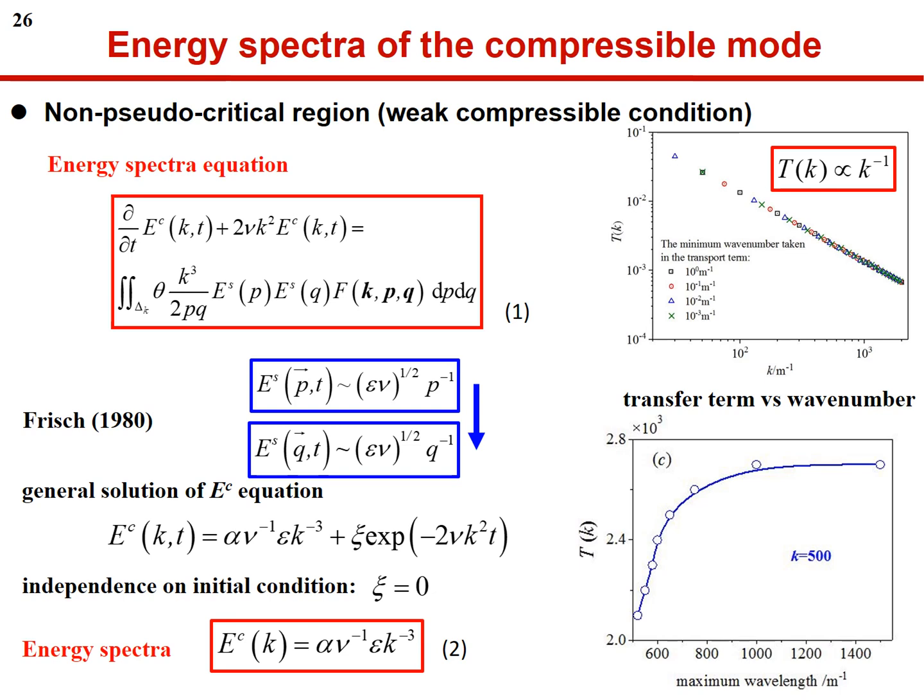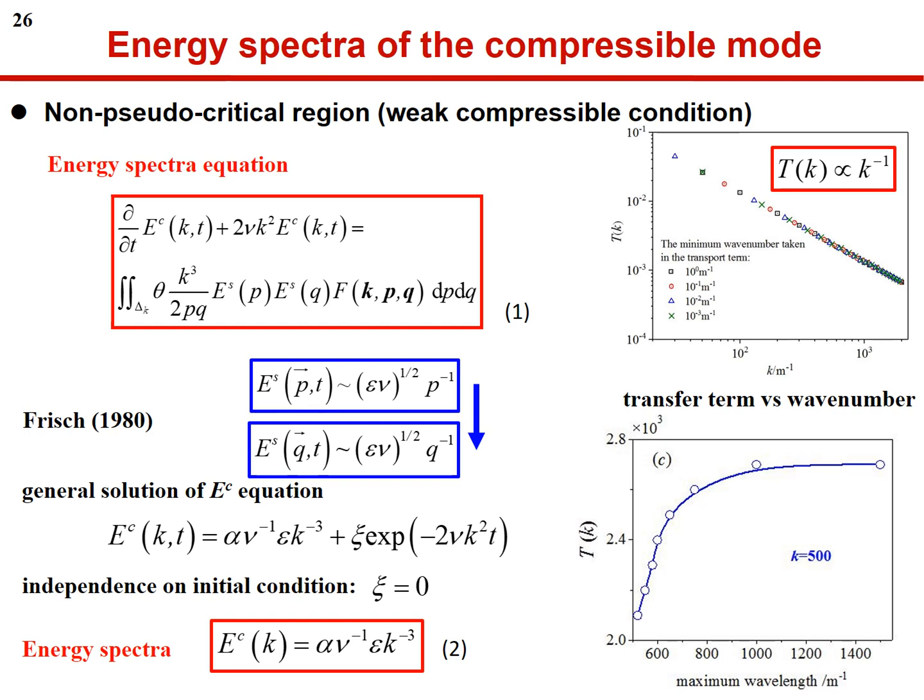Now, we will seek the energy spectral solution of the compressible mode. Firstly, we will discuss the non-pseudo-critical region. Under statistically steady conditions, the characteristic time scale could be simplified, then the energy spectral equation could be reorganized as equation 1. We introduce the Frisch-Volk spectrum as the energy spectrum of the solenoidal mode in equation 1.